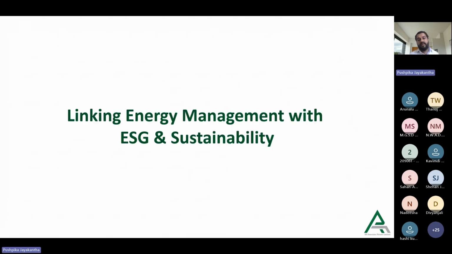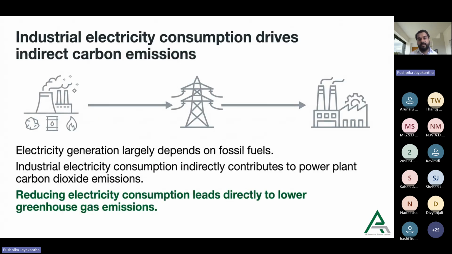Then we'll go to this last segment, linking energy management with ESG and sustainability. Energy efficiency improvement has a direct environmental benefit, primarily through the reduction of greenhouse gases. In many countries, electricity generation still depends largely on fossil fuels such as coal, natural gas, and oil. So when industries consume electricity, they indirectly contribute to the carbon dioxide emissions from these power plants. Therefore, reducing electricity consumption leads directly to lower greenhouse gas emissions.